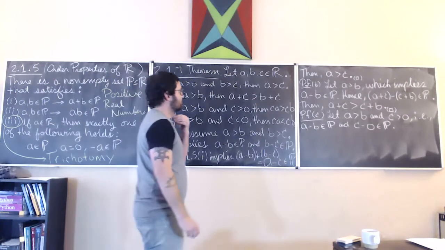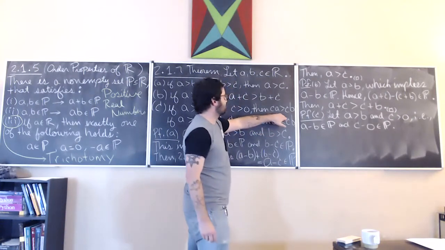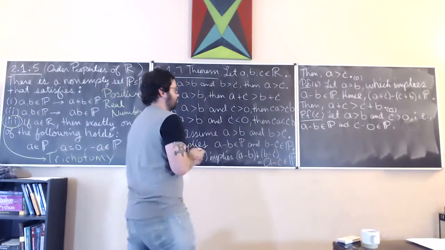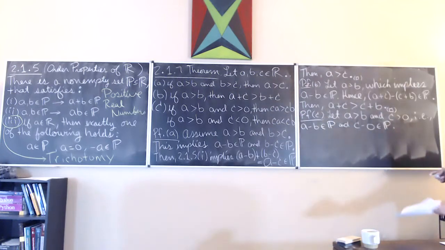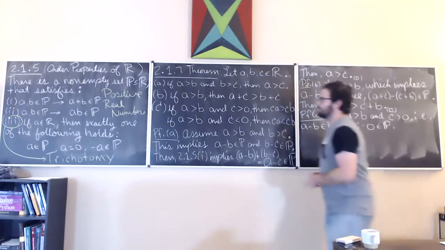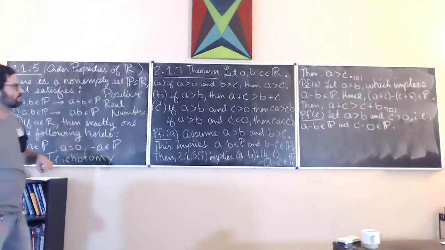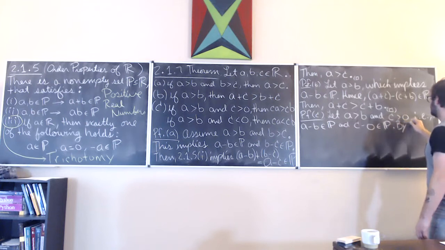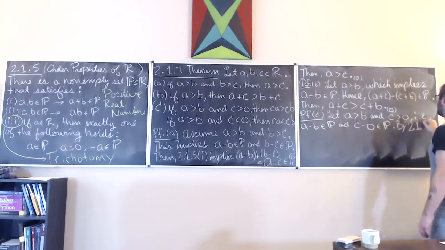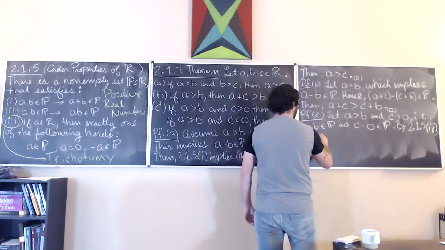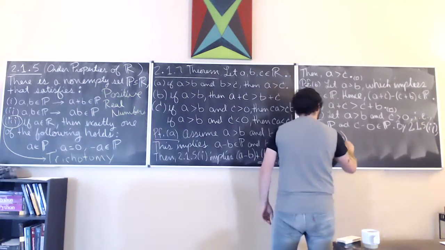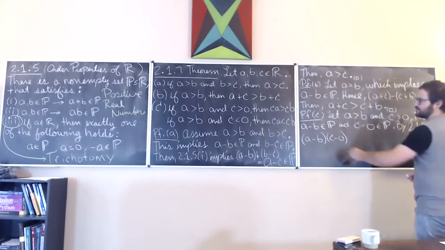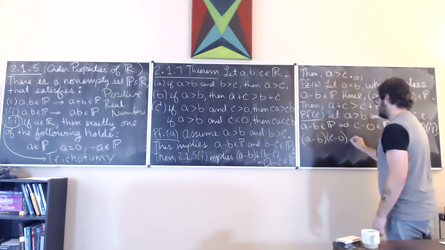Okay. And we want to show that C times A is greater than C times B. So we make sure we got this going right. Well, we know that if there are two things in P, just like part 2 over here, then the product is in P. So by 2.1.5 (ii), A minus B times C minus 0, that product has to be a positive real number, because that's in P and that's in P.